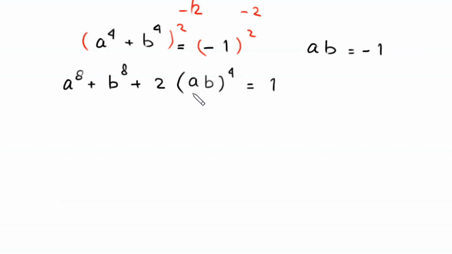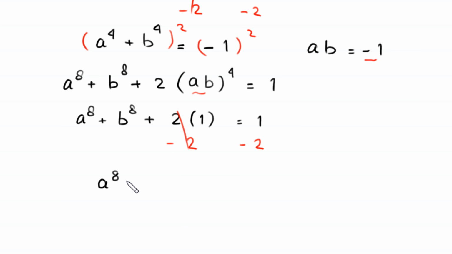We replace ab with negative 1, so this will become a to the power 8 plus b to the power 8 plus 2 times ab, which is negative 1, and negative 1 to the power 4 will become positive 1, equal to 1. We subtract 2 from both sides, so this gets cancelled and we get the value of a to the power 8 plus b to the power 8 equal to negative 1. Remember this equation, a times b is equal to negative 1.